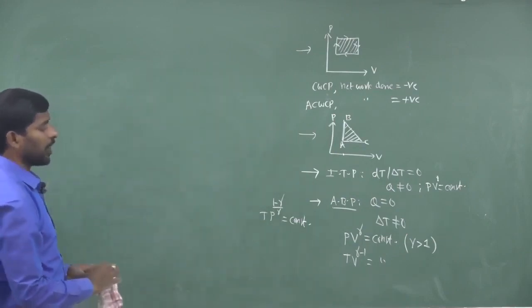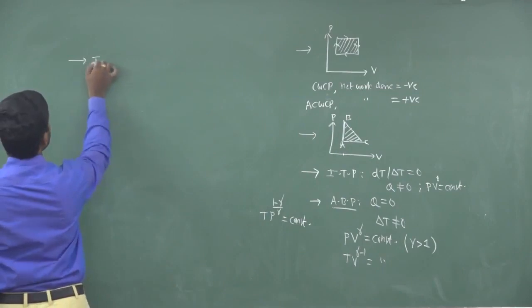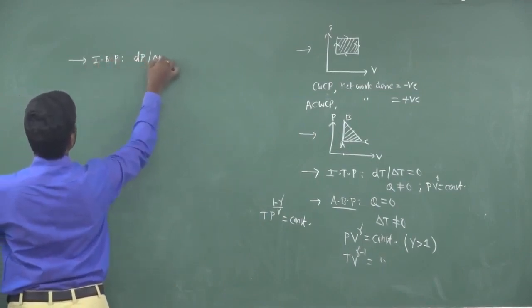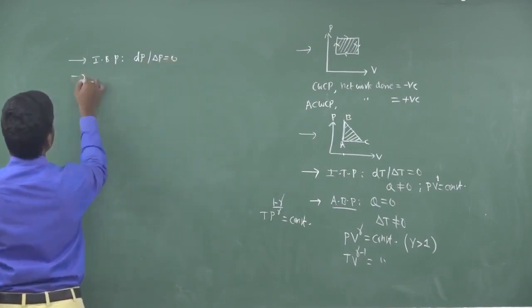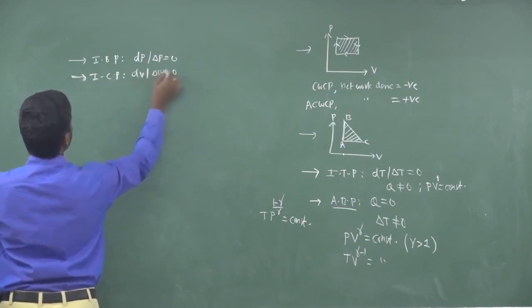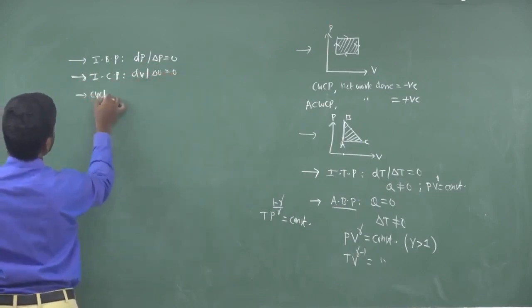Next, the isobaric process: which remains constant? Pressure remains constant, so dP or delta P is equal to zero. And in an isochoric process, volume remains constant. And finally, the cyclic process.